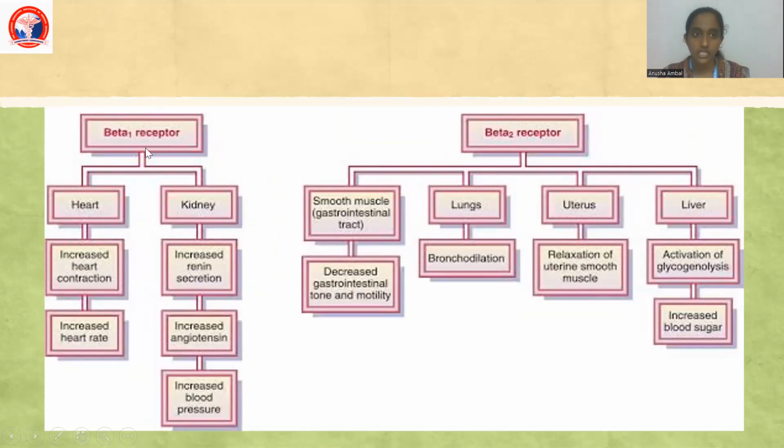Coming to the beta action, beta 1 in the heart will increase the heart rate, speed of conduction, and the contractile force, so everything will increase. In the kidney, there will be increased renin, thereby an increase in BP. Coming to beta 2, more of the smooth muscle action is from beta 2. So in the GI tract, there will be decreased tone and motility. So GI action will be the same for alpha, beta, everything. Lungs, there will be bronchodilation. Uterus, there will be relaxation. Liver, there is an increased blood sugar release if the beta 2 receptor is stimulated.